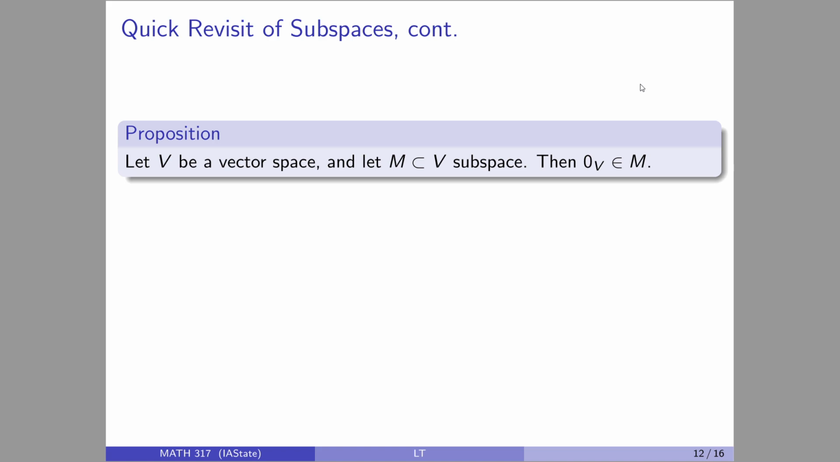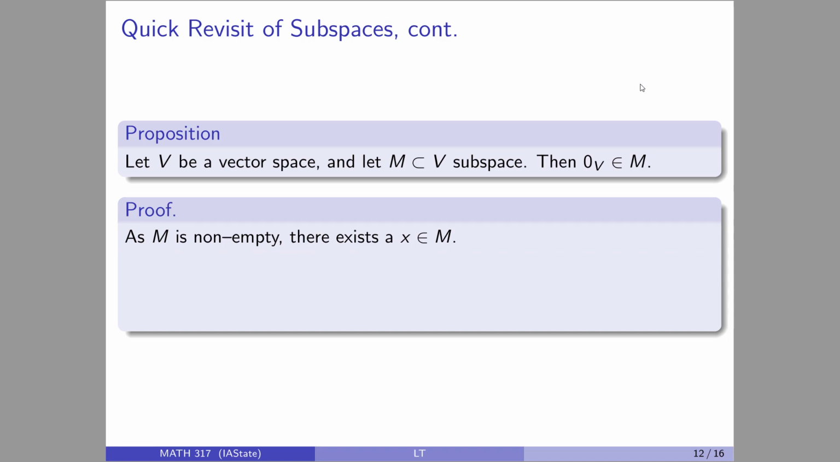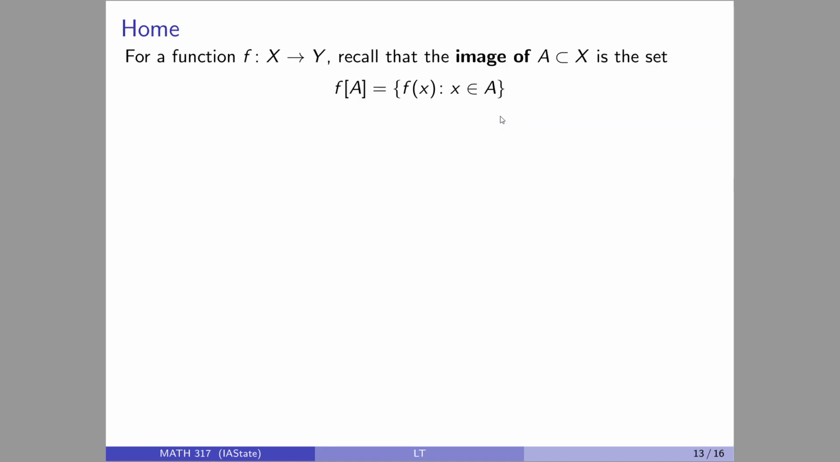Anyway, something that we've used, and here we're again explicitly using the non-emptiness. We can fix an x in there, and then you can scale it by 0. That guarantees a 0 vector is in there. So we've used this fact a couple of times, but we haven't outright proven it, so here you go. And we actually need this for the next couple of things we're going to prove. Okay. So what's up next?